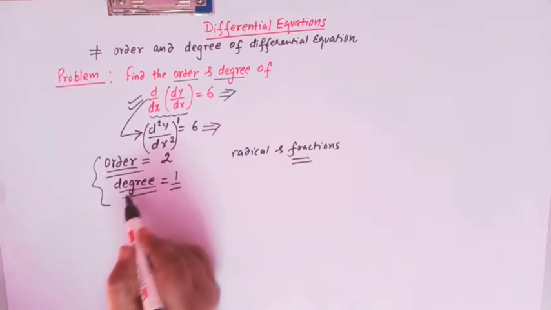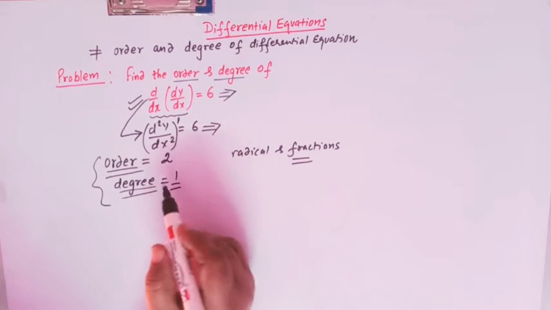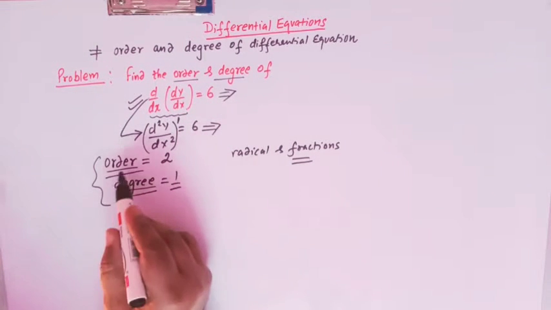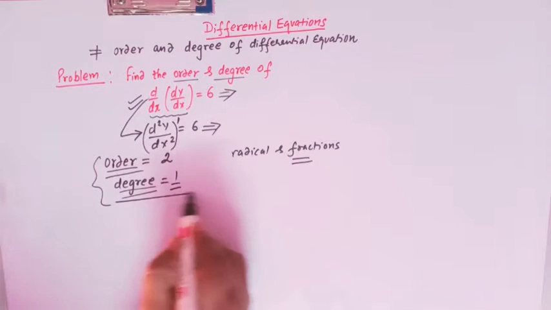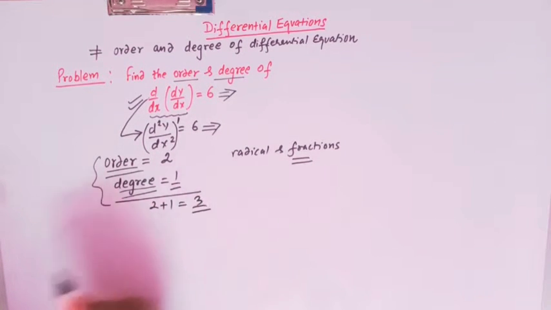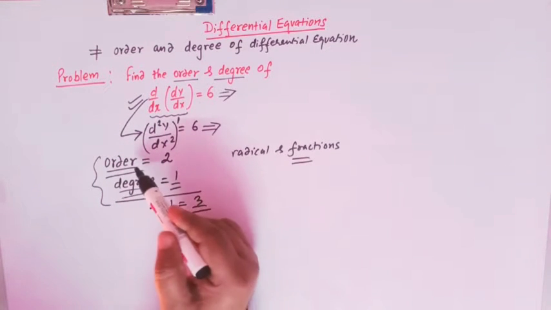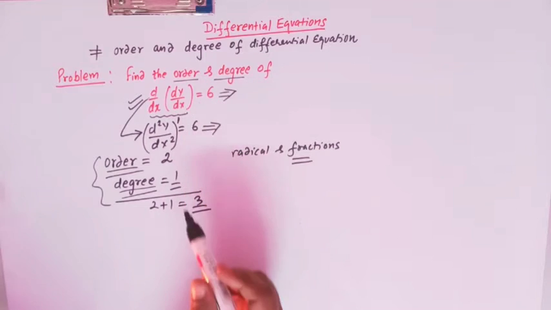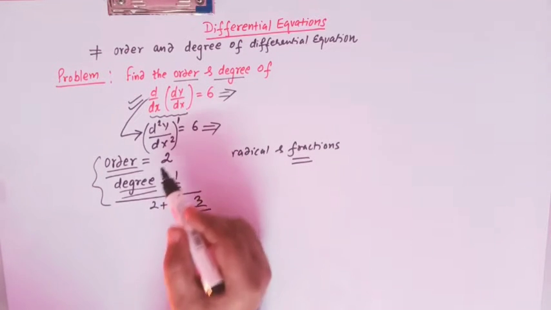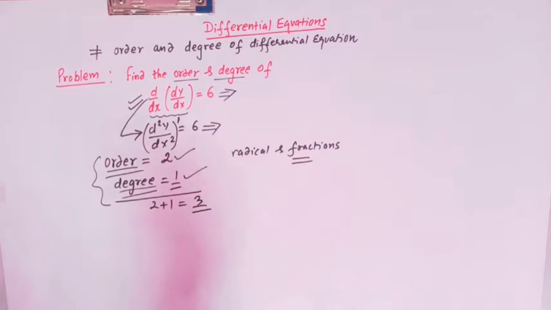So the order is 2 and degree is 1. Suppose we are asked to find the sum of the order and degree, then we simply add 2 plus 1, that is 3, right? So the sum of the order and degree of this differential equation is 3, but the order is 2 and degree is 1, right? So let us take one more example.